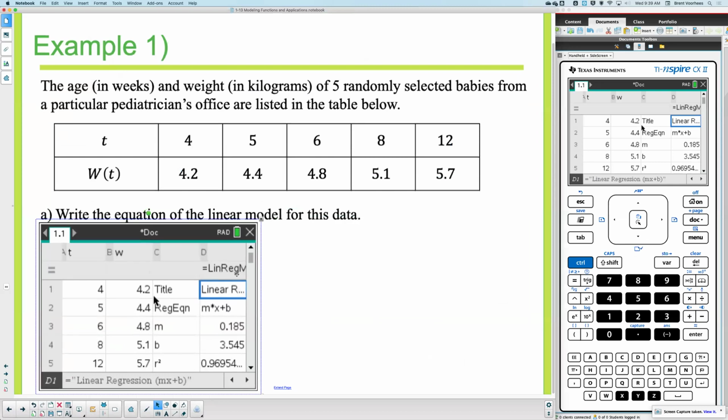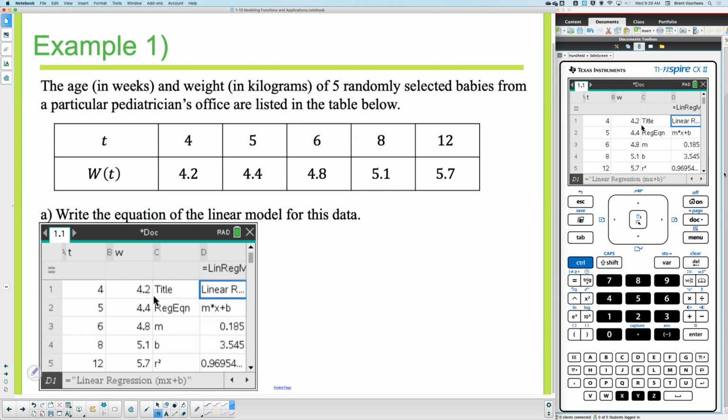Okay, so here's what I got. Did you get the same values as me? If you look at where it says M, just to the right of M, it has 0.8185. Did you get that value? And a B of 3.545. Did you get that? Yes? No? Okay, so this is our model.